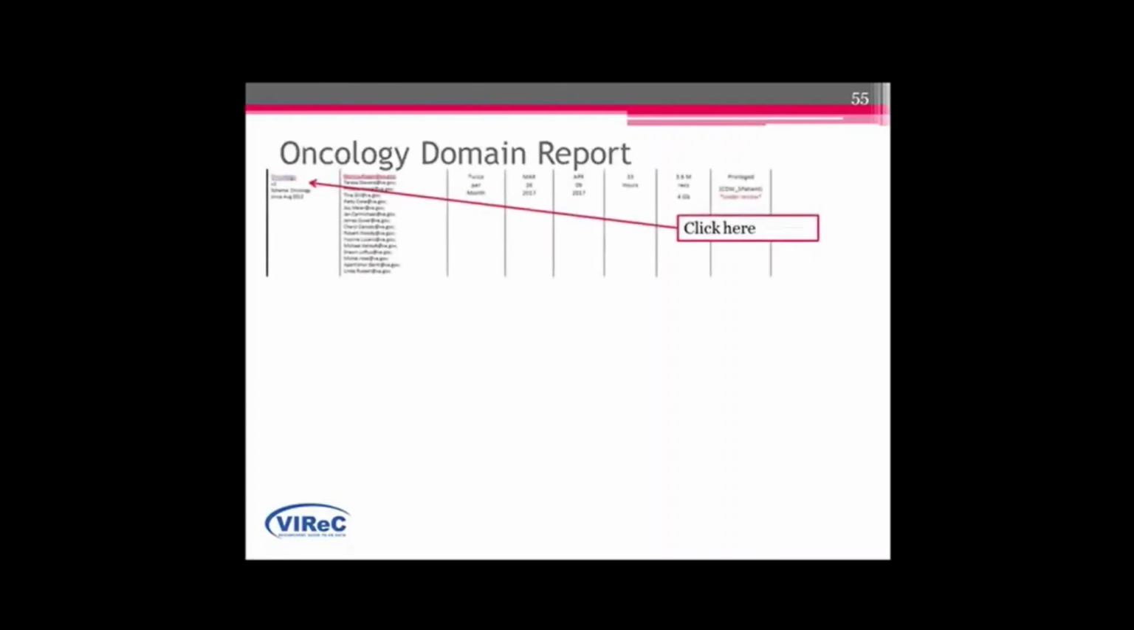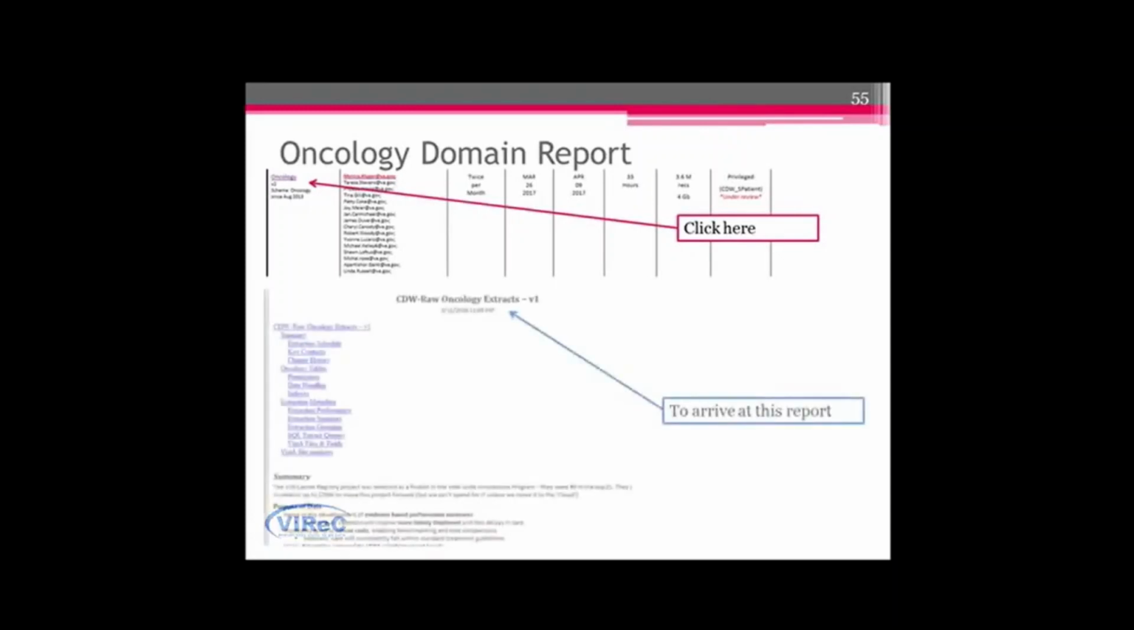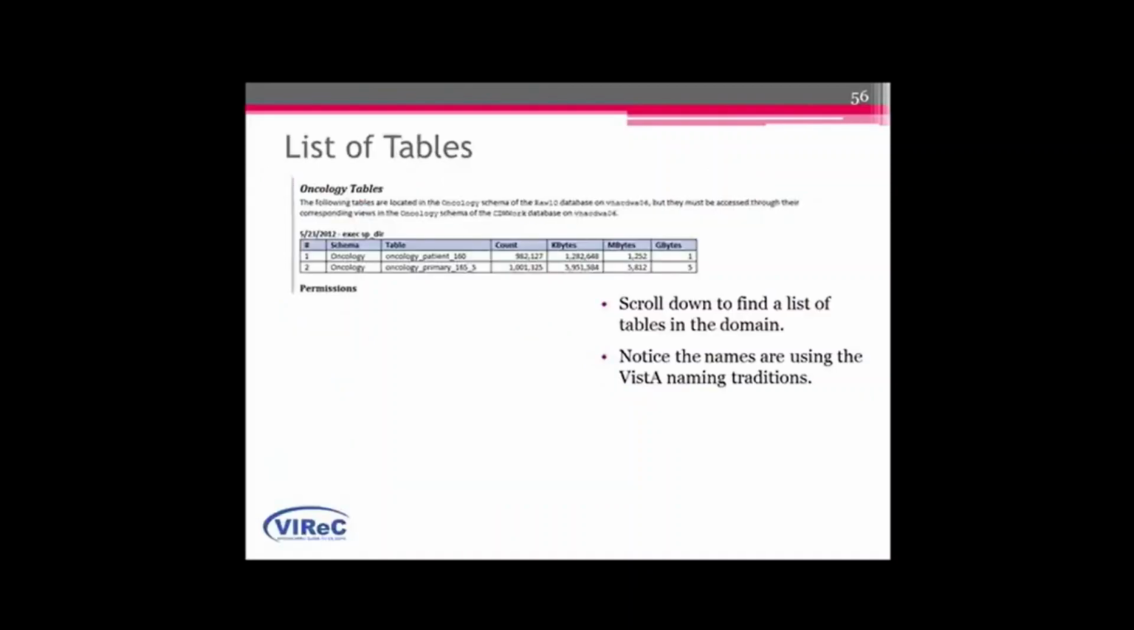You could scroll for any topic that you're interested in among the list. In this case, I'm choosing to look at a domain that contains oncology data. By clicking on the name of the domain itself, I'll open up a report. At the top of the report, you can see that it's called CDW Raw Oncology Extract V1 and has a date. Then you can find a variety of information about this raw domain inside this report. What I tend to look for first is information about which tables are included in that domain. I scrolled down until I found oncology tables, and I see there are two of them: oncology patient 160 and oncology primary 155.